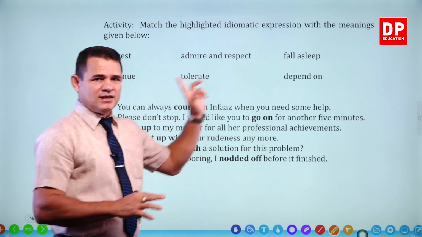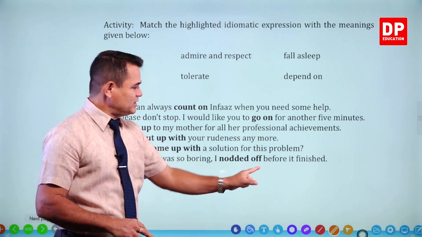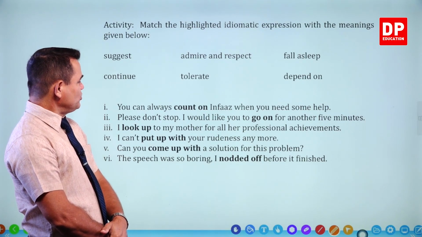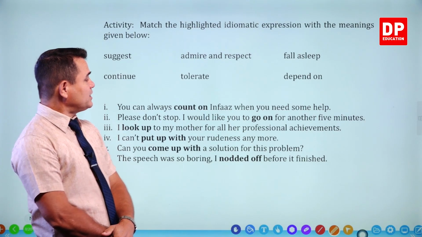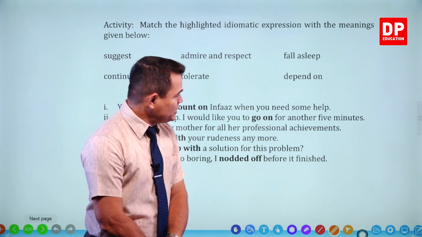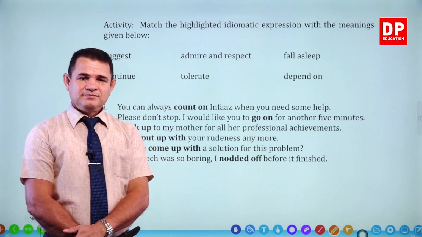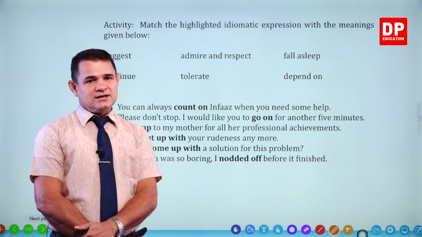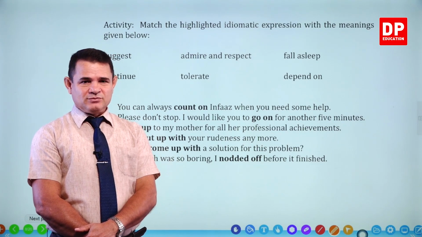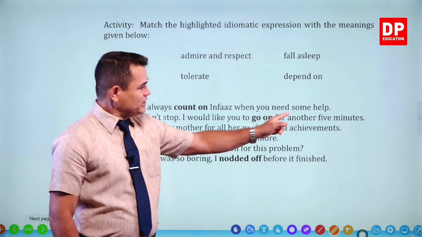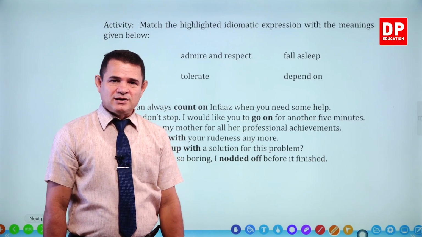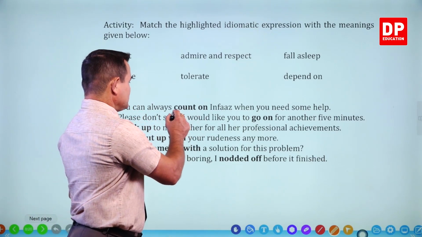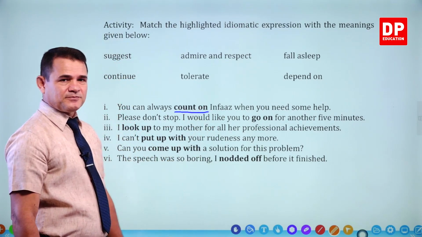Let's see which words these meanings come from. Right, first one: you can always count on Infas when you need some help. You can always count on Infas, you can trust Infas, when you need help. If you need some help. What does "count on" mean?